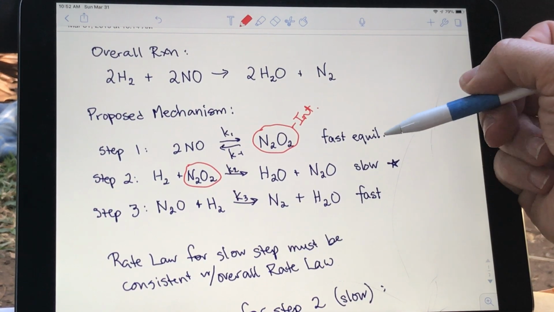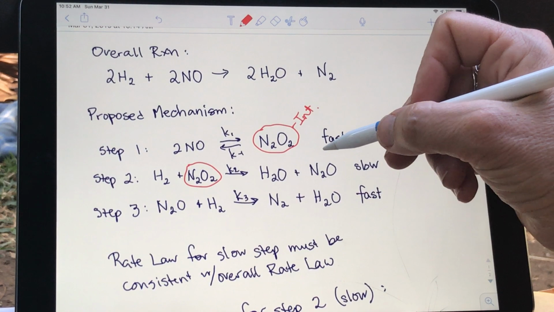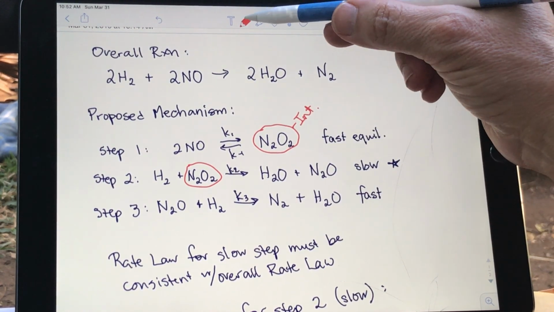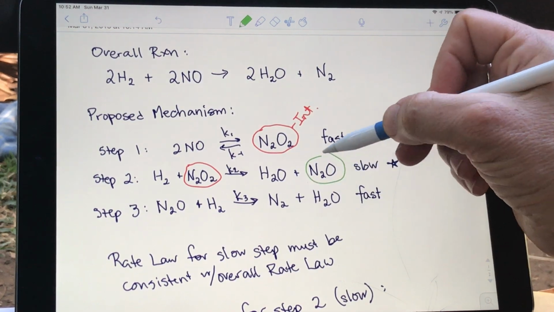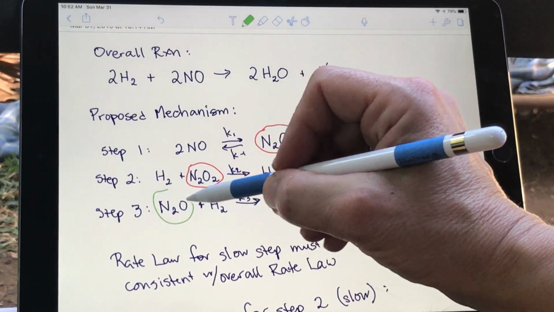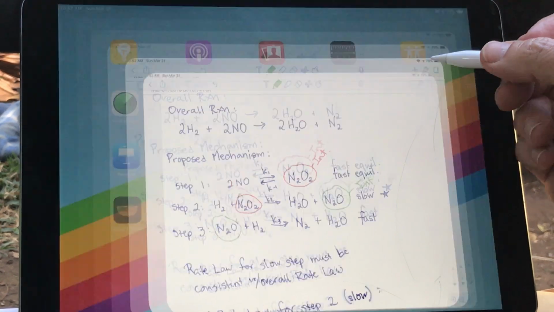Do we see any other intermediates? Yes, we do. Okay, so here's another one. I'm going to change the color. Here's another intermediate. Okay, so there's that intermediate.